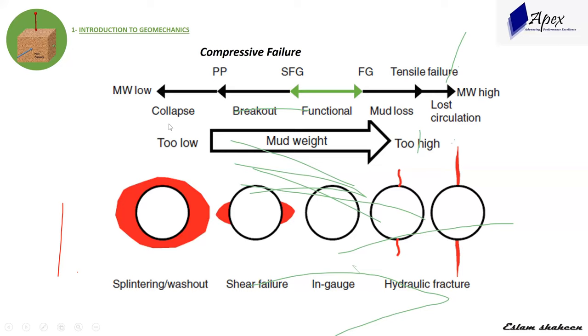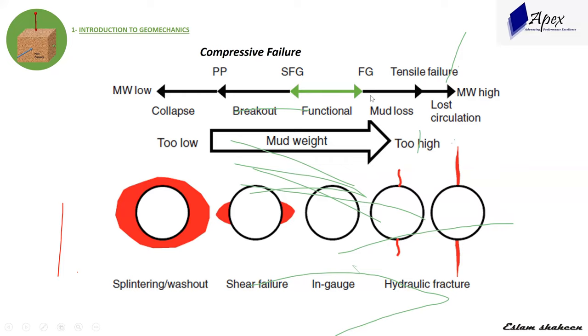On the other hand, on the right hand, when the mud weight is too high, above what we call the fracture gradient, okay? The fracture gradient is the pressure at which the rock can be fractured. And we can introduce a fracture through the rock by increasing the mud weight above the fracture gradient. So as the mud weight gets too high above the fracture gradient, we have mud losses.